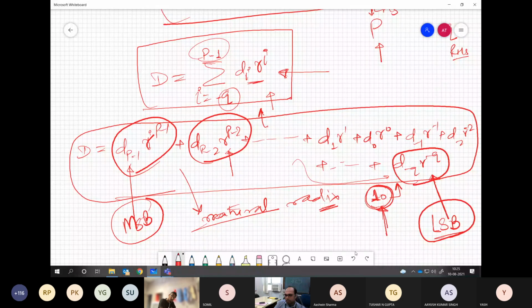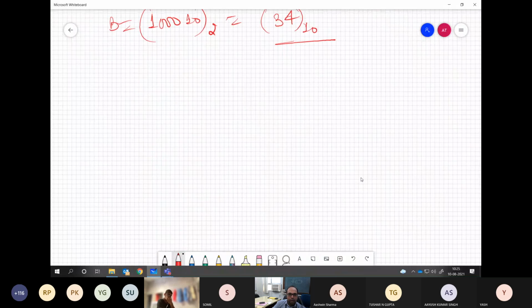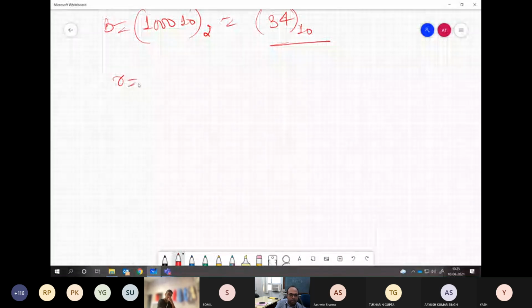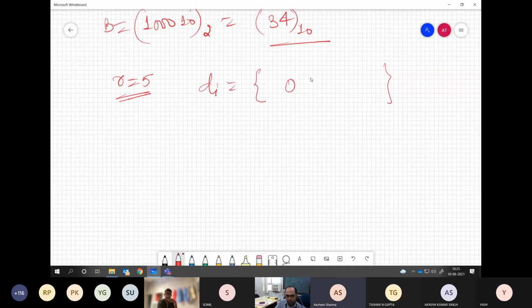Okay, let me elaborate this a little bit more. Let's say I tell you another number system, r equal to 5. Understanding my point? Now what are the possibilities for di? 0 to 4. These are the possibilities. Now tell me any number with this radix system.